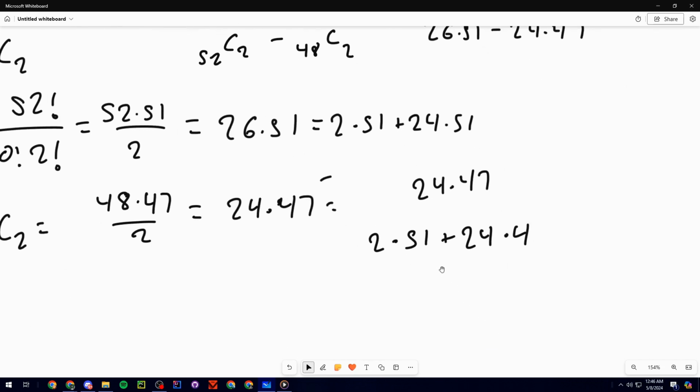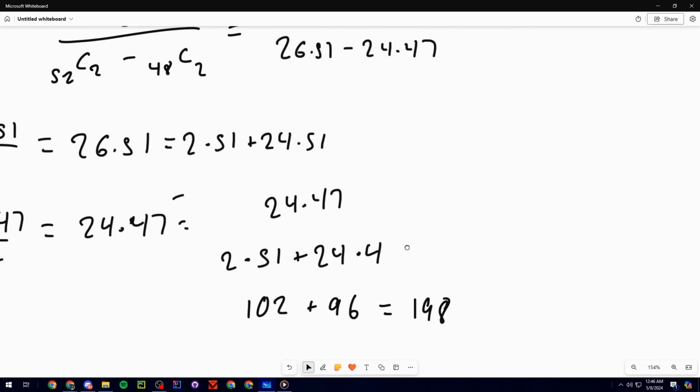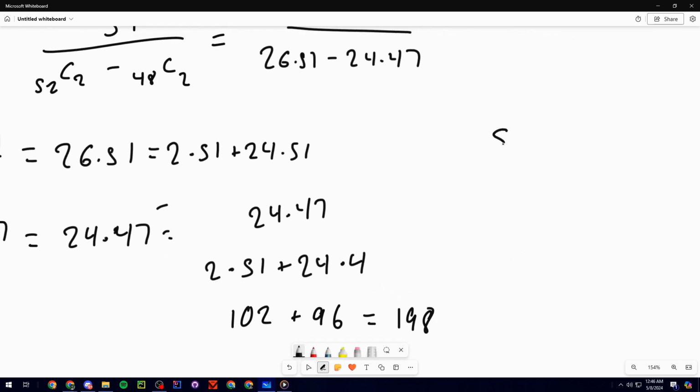All right, we're nearly done. This is a lot easier to do because it's pretty simple, right? The first one is just 102. The second one is just 96. So 102 plus 96, that is 198. Now, we have 51 over 198 as our answer, right?